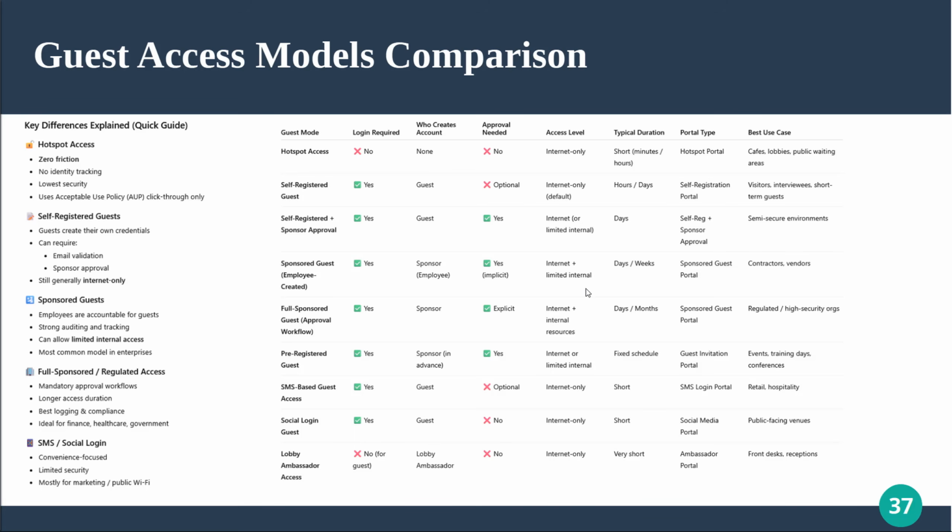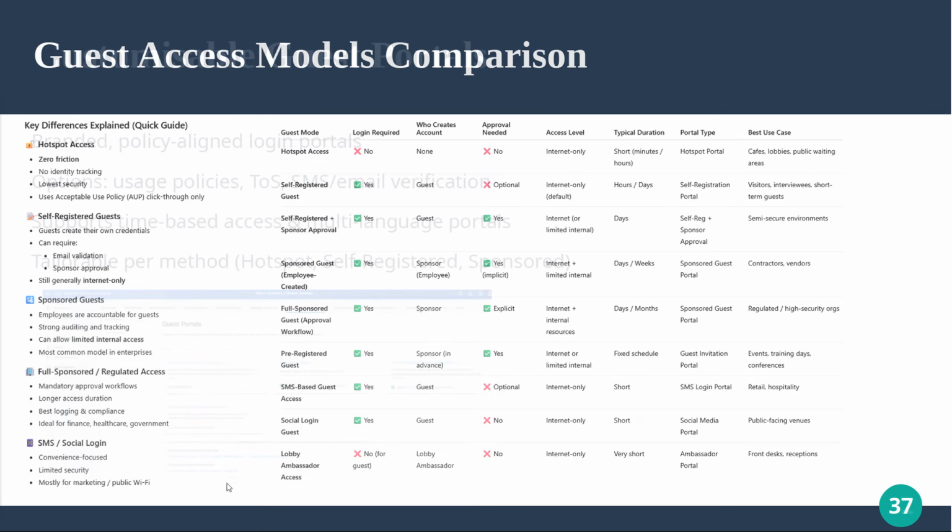So that's a high level guest access model comparison. And you can see all the differences within this table here. And on the left, there's a bit of guidance on what makes them unique from one another.